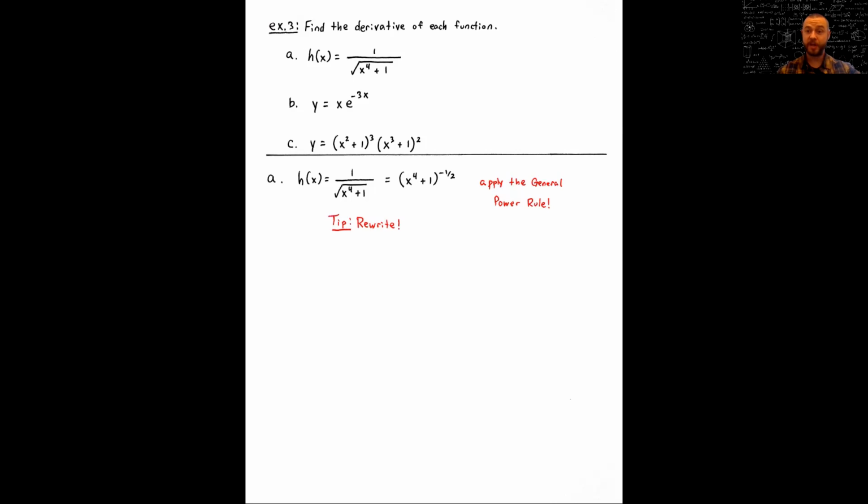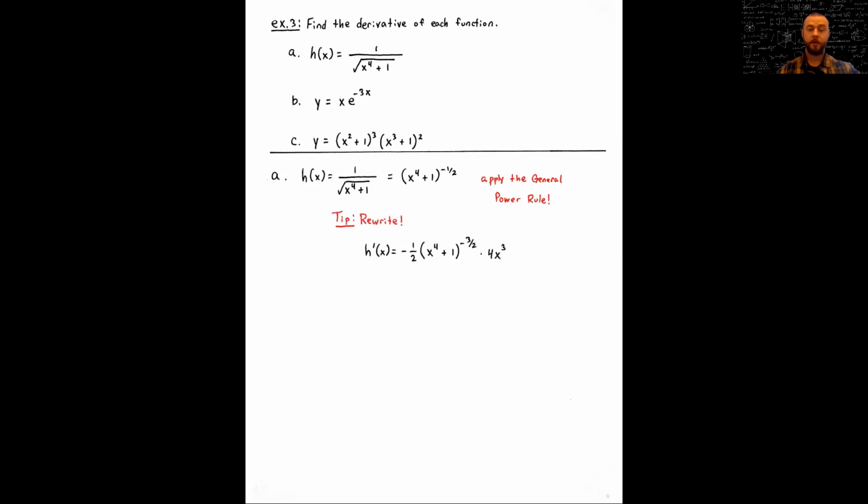Okay, let's apply the general power rule. So we take the power, negative 1/2, we bring it out front. We keep the inside the same, but we subtract 1 from that exponent. Negative 1/2 minus 1, that becomes negative 3/2. All right, what we also need is the derivative of the inside. We need the derivative of x to the 4th plus 1, which is 4x cubed. Okay, and that basically does it.